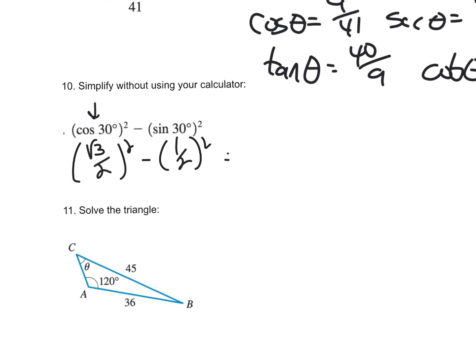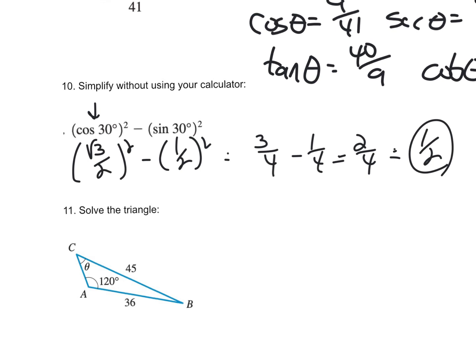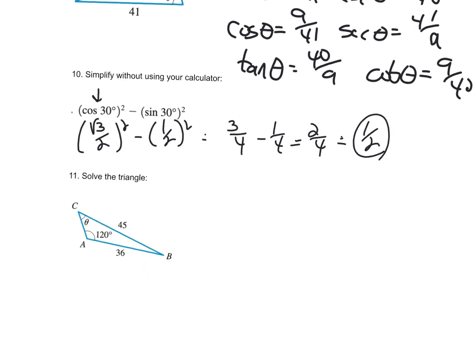If I square the first term, that gives me 3/4. If I square the second part, it gives me 1/4. If you subtract those, it gives you 2/4, which is just 1/2. Do not expect it to work out quite that neatly on your test tomorrow. It could, but there's a good chance that it won't. Just follow your order of operations, get your values correct, and do your work.